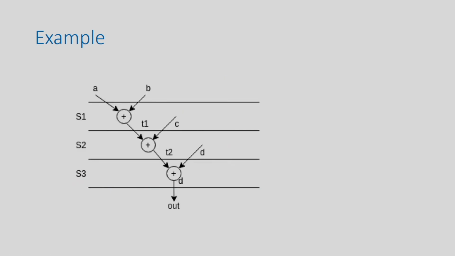So, suppose this is the loop body. This is the loop body and this is the schedule; you need 3 cycles to execute this. Assume these are all arrays, some data which is available. Now, if you execute in an iterative manner, iterative execution, what is going to happen?